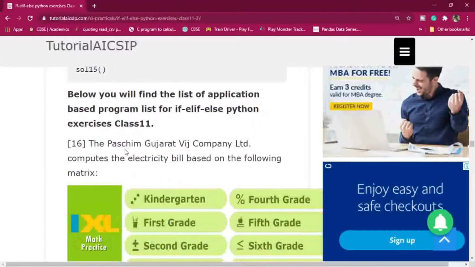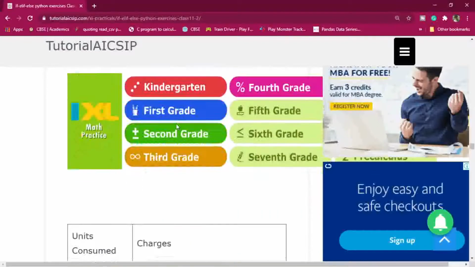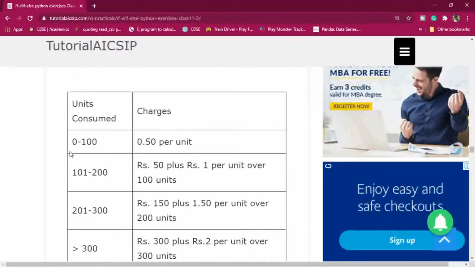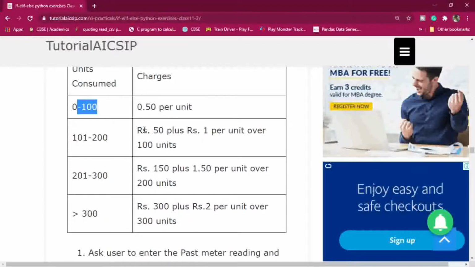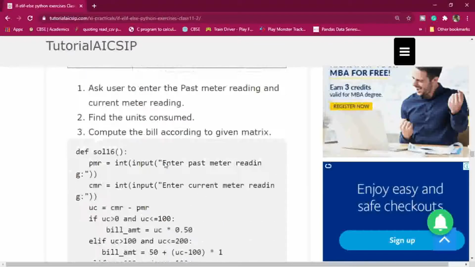The Paschim Gujarat Vij Company Limited computes the electricity bill based on the following matrix. So here the matrix is given: 0 to 100, 50 paisa; 100 to 200, rupees 50 plus rupees 1 per unit over 100 units. Means if the units are 102, then up to 150 rupees will be there. Then for 2 units, 1 rupee will be charged. So like that condition is given, then you can use it in this manner.